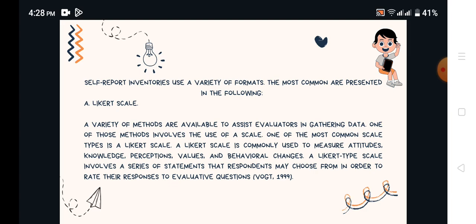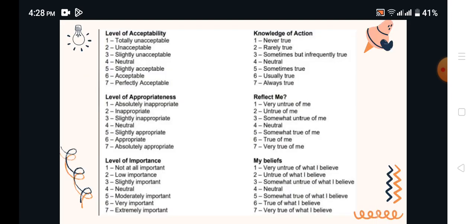So here in Likert scale, there are statements or questions followed by a series of 5 or 7 answer statements. Respondents choose the option that best corresponds with how they feel about the statement or question. So this is an example of the options where they will choose, and this is a 7-point Likert scale.